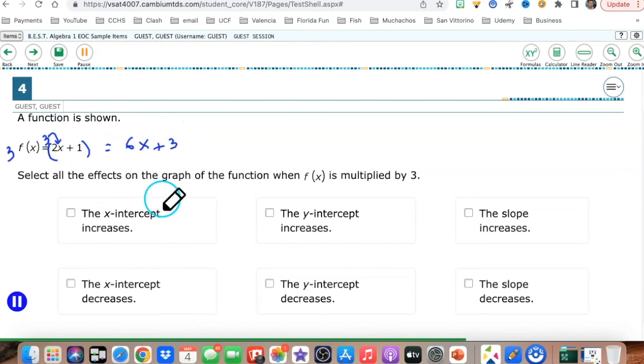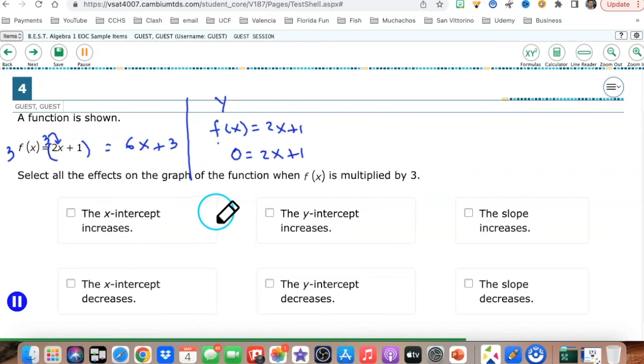Now, according to this, what can I say? The x-intercept increases or decreases. To do this, I need to do the math. So how to find the x-intercept? First of all, let's find it from the original. I have f of x. If I'm looking for the x-intercept, that means I make my y, remember, f of x is the same as y, I make my y 0.